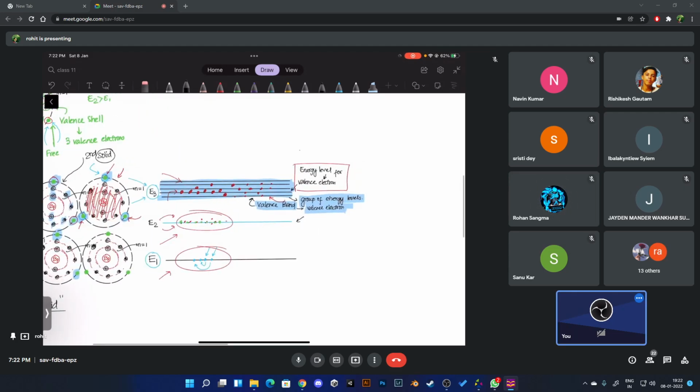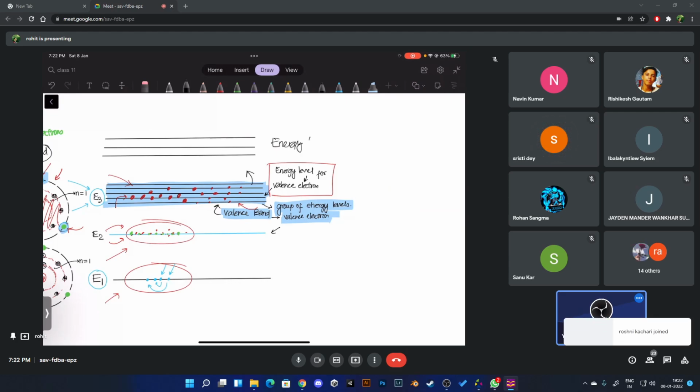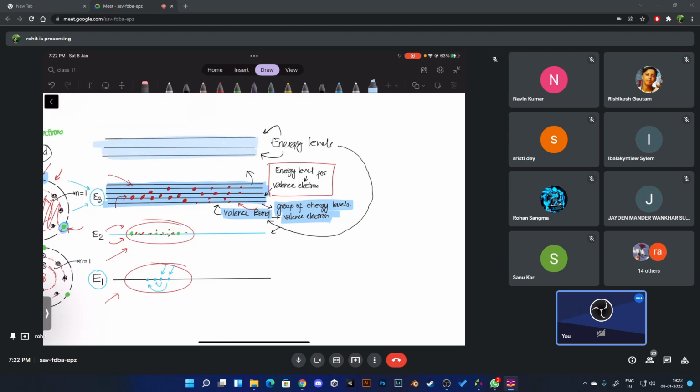Now check. Very, very important. Above this valence band also there are levels. I'm repeating again, above this valence band also, what are there, guys? Energy levels. A group of energy levels, greater than the valence band energy levels. And this group of energy levels, we have a name for it. We call it conduction band.